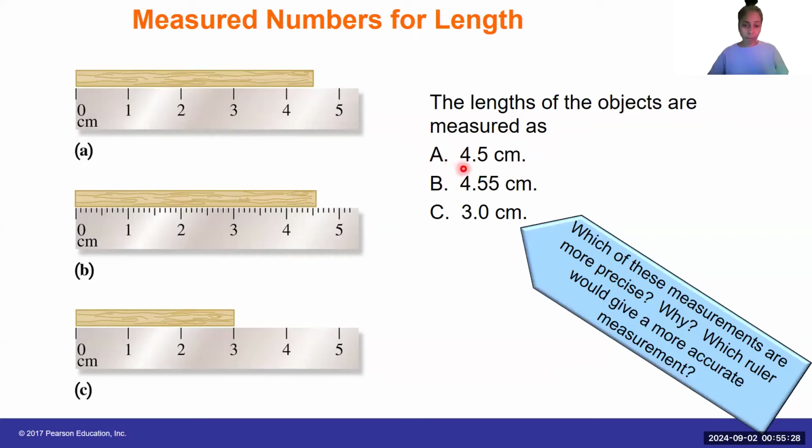We've got the known number, which is 4, and this uncertain digit, which is 5. How many sig figs, which we'll call it for short, do we have in this first value? Count them. 1, 2. Good job. What about for B? How many significant figures do we have? Well, we know that we were able to accurately identify 4.5, and then that final digit, which was uncertain, would make it 3 total significant figures.